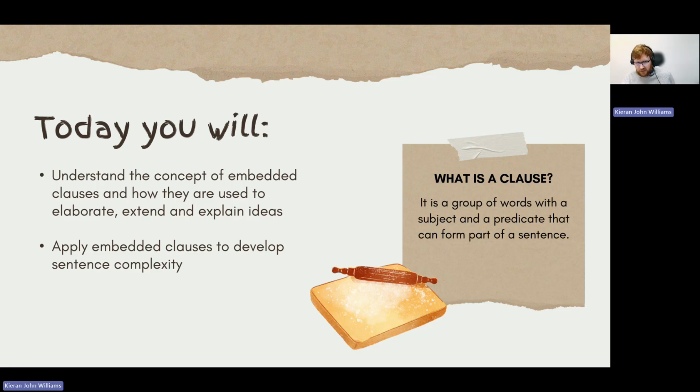Okay? So we're going to be mentioning clauses throughout the rest of this presentation. So consider here what a clause actually is. It is a group of words with a subject and a predicate, usually a verb, that can form part of a sentence. All right? So a clause can be something super small, like I jumped. We've got a subject, I, we've got a predicate, jumped, that's a clause. Okay. But it's very, very small. So normally, well, not normally, like a lot of the time, sentences are made up of one, two, three clauses. Okay. And we're going to be looking at specific types of clauses today, which are those embedded ones.